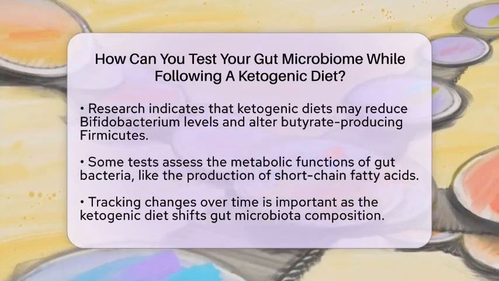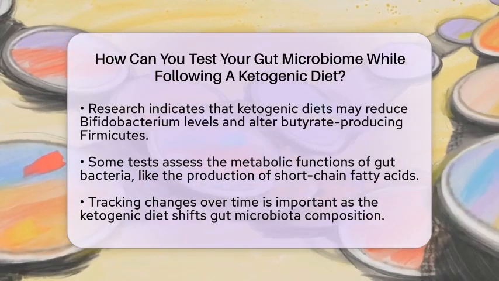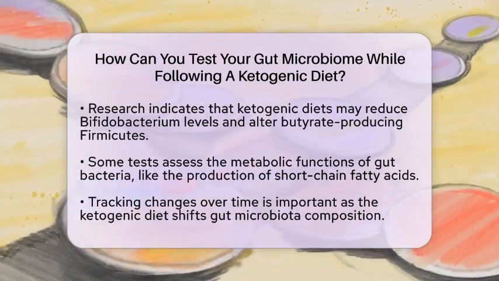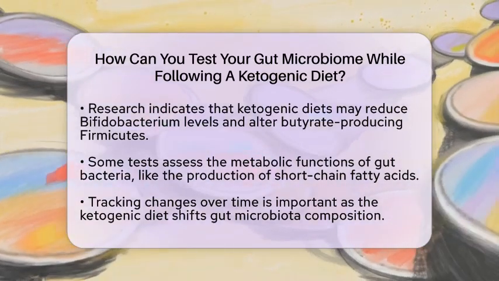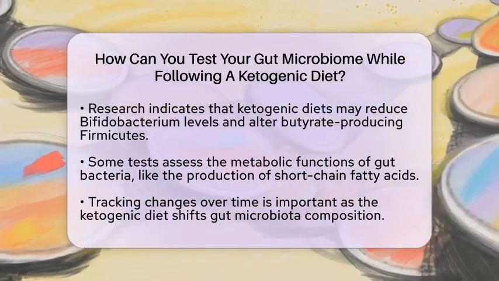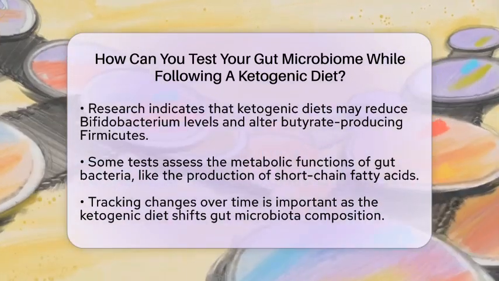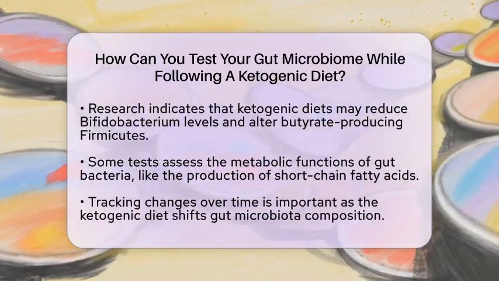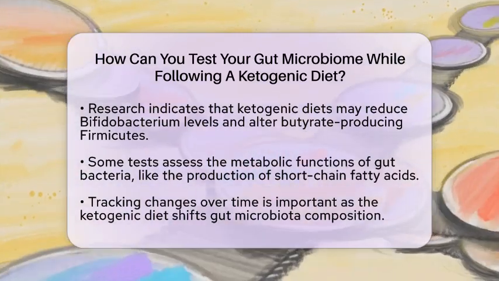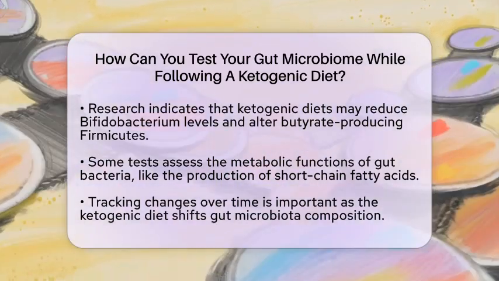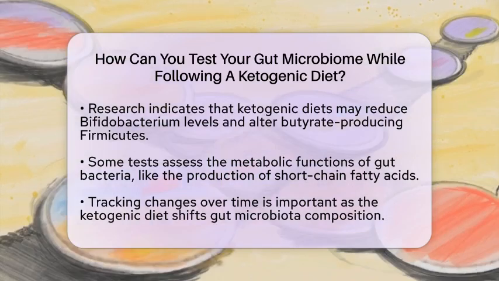Since the ketogenic diet shifts the composition of your gut microbiota as ketone bodies increase, testing at multiple points can reveal how your microbiome adapts to carbohydrate restriction and ketosis. Lastly, interpreting your results in the context of ketosis is important. Understanding your ketone levels alongside microbiome data can show how ketosis relates to microbial shifts.